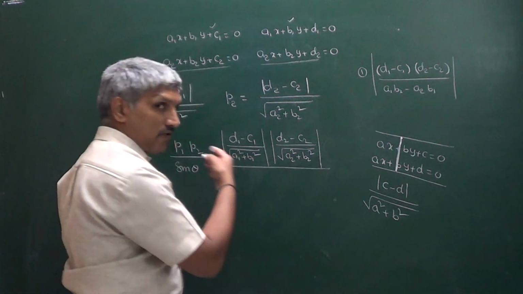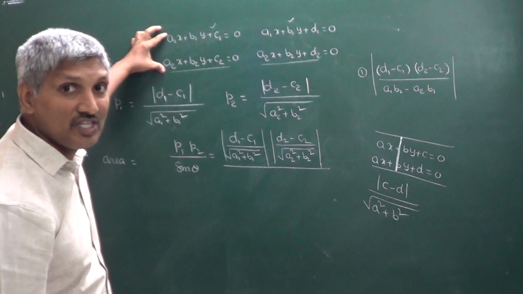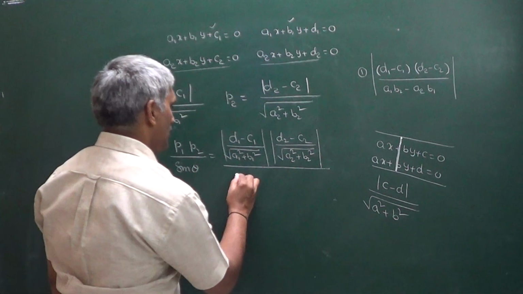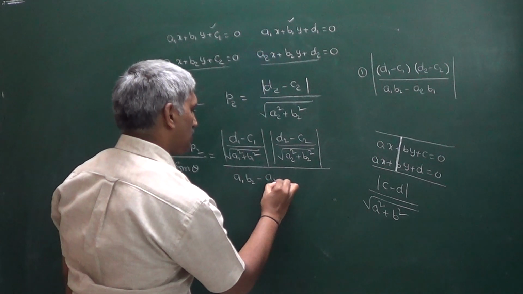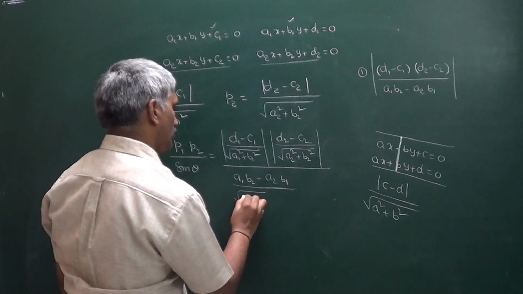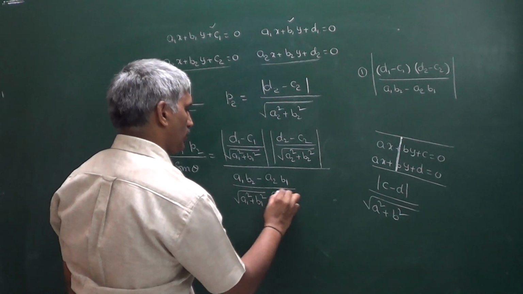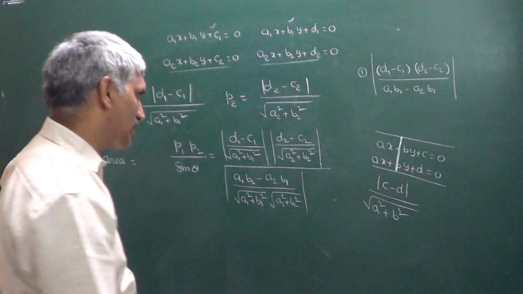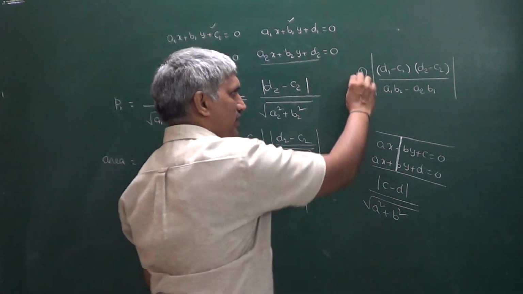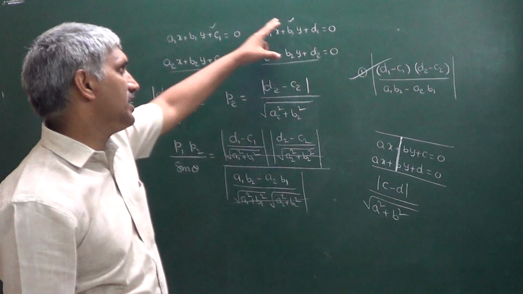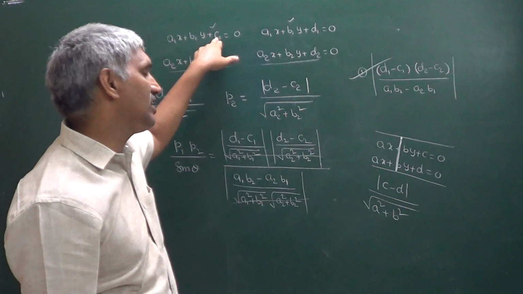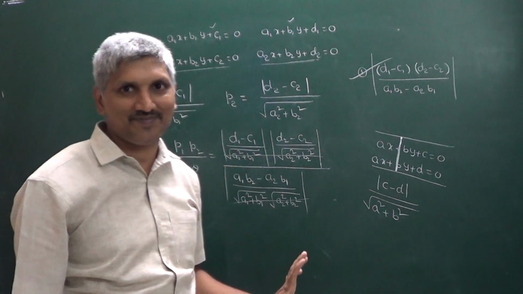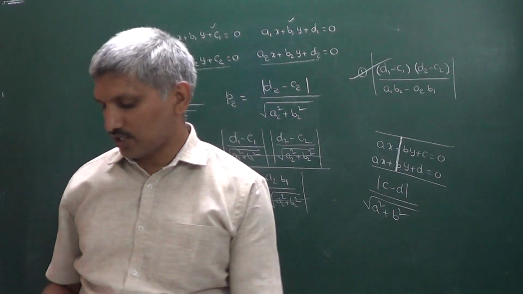At the same time, just now earlier we discussed how to find the angle between the two lines in terms of sine theta. That can be written as a1 b2 minus a2 b1 divided by the square root of a1 square plus b1 square into the square root of a2 square plus b2 square. That is the formula for finding the acute angle between the lines. Here the denominators cancel. We are getting the required answer. So the area is given by d1 minus c1 into d2 minus c2 by a1 b2 minus a2 b1. So that is how to find the area of a parallelogram.